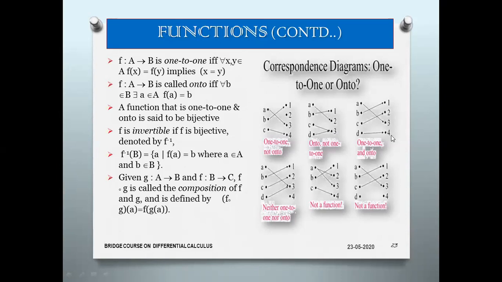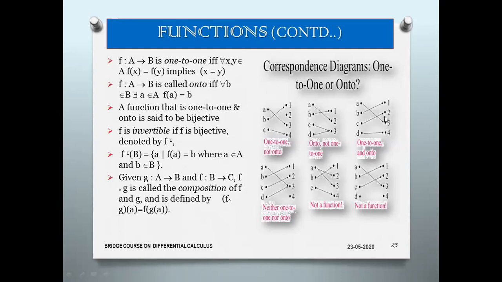Then the one-to-one and onto function. This is a very wonderful function, and it has many practical applications. You can see that a is mapped onto 3, b is mapped onto 1, c is mapped onto 2, d is mapped onto 4. So, to put it in a nutshell, all the elements of the domain have only one image, and all the elements in the second set have pre-images.